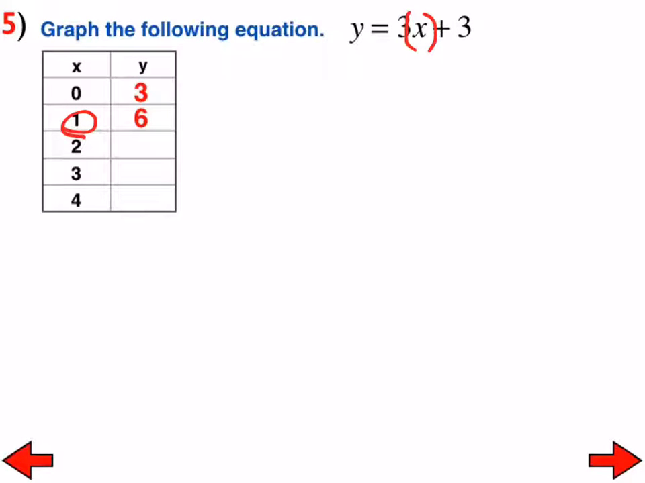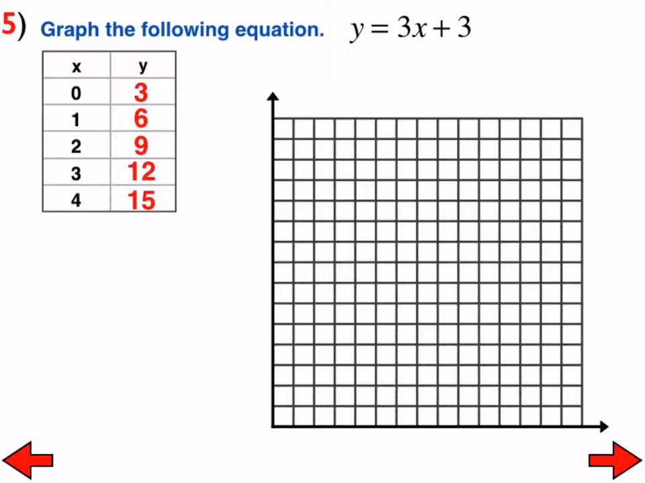If we substitute 1 in for x, 3 times 1 is 3, and 3 plus 3 is 6, and so on. And so if we keep going, when x is 2, y is 9. When x is 3, y is 12. When x is 4, y is 15. And so now, go ahead and plot all of those ordered pairs and draw your line through them.